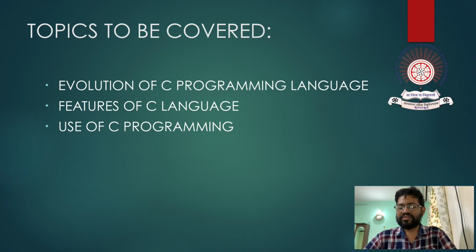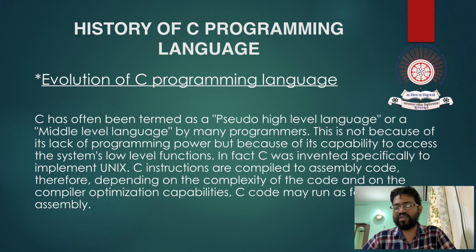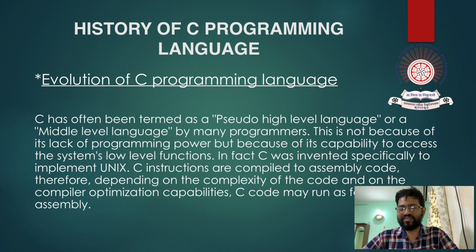Like other programming languages such as C++, Java, Python, basically all these languages are high level programming languages, but C is one of the oldest programming languages, and you can say that C is often termed as pseudo high level language or a middle level language by many programmers. This is not because it lacks some capability or anything like that. It is because of its compatibility with the machine.